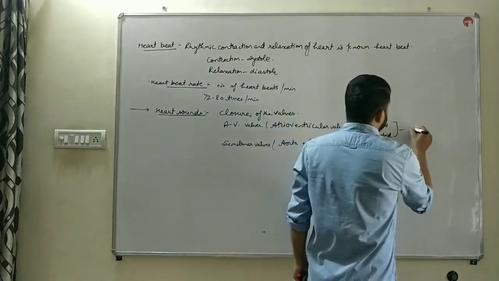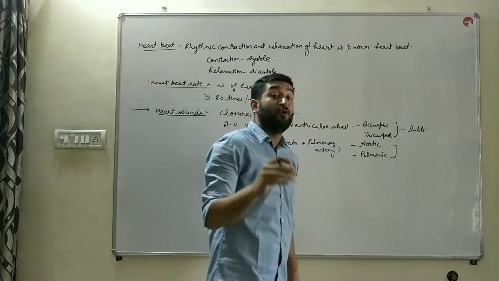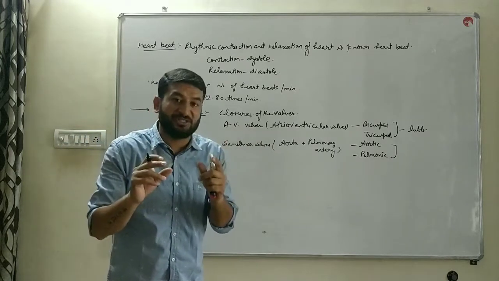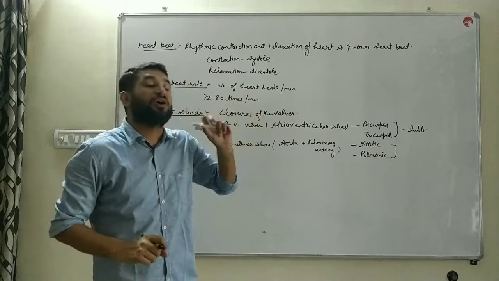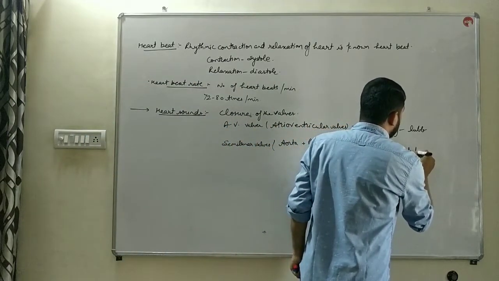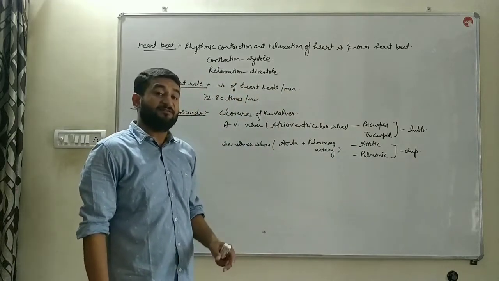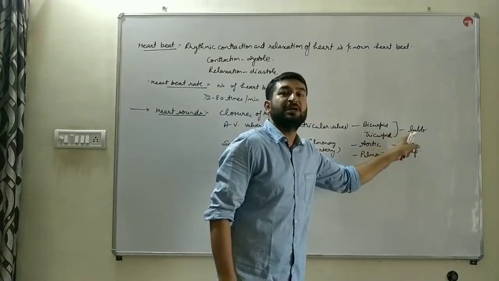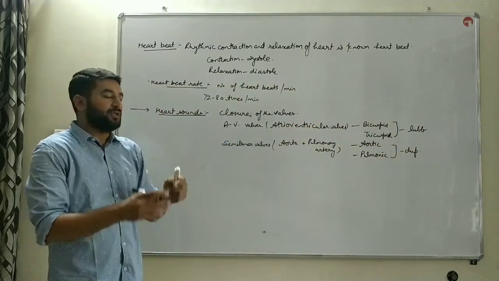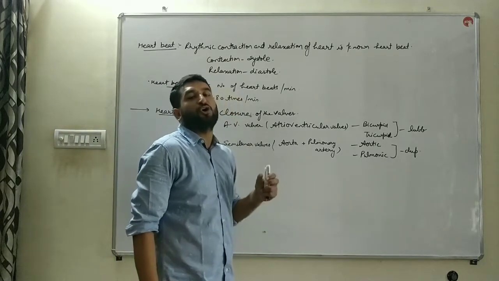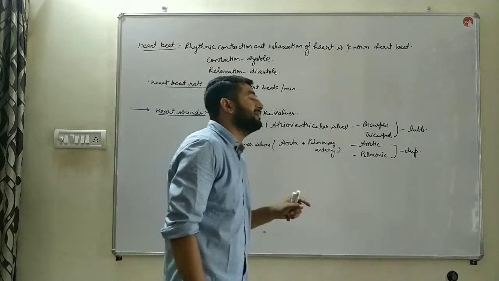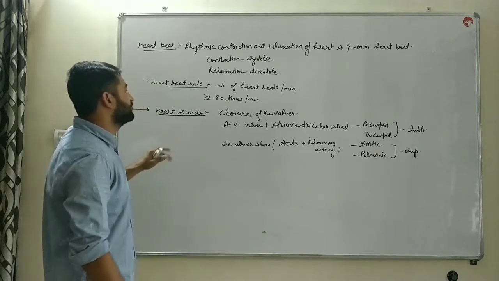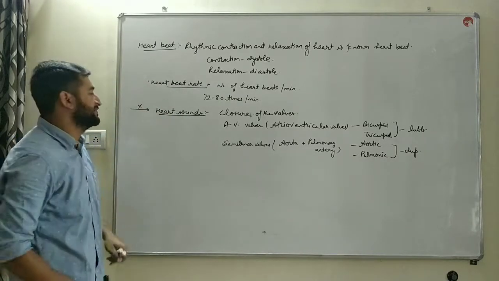The first sound is lub, which is of low pitch and of longer duration. Whereas the second sound is dub, which is of high pitch and for shorter duration. So lub is a low pitch sound for longer duration, and dub is a high pitch sound for a shorter duration. So these are the two heart sounds, lub and dub. This is not dhak dhak. The heart sounds are lub and dub. The heart sounds are not in your 10th class syllabus.